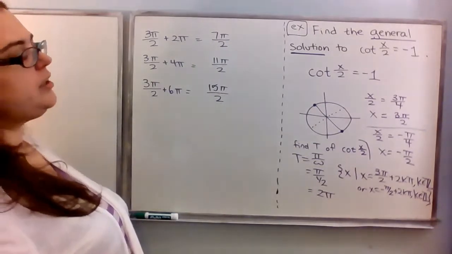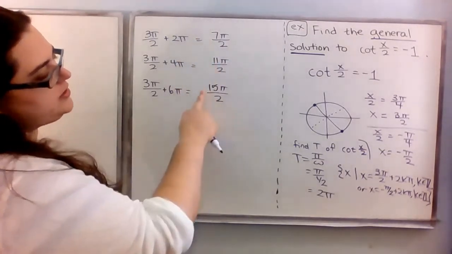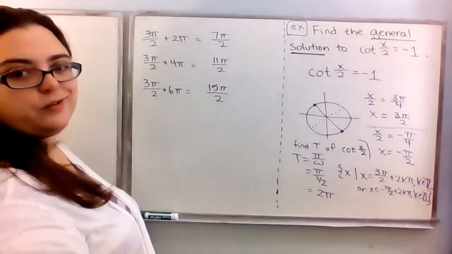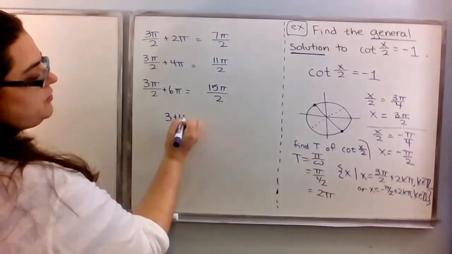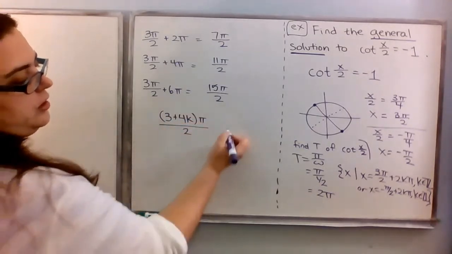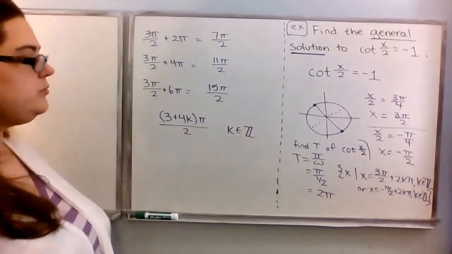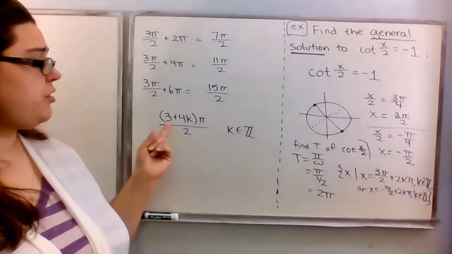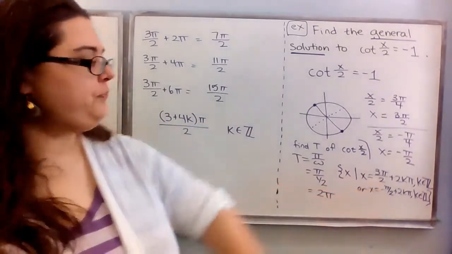So it looks like I could be adding 4 to each numerator as I'm going through. So another way that I could represent this is I could say we have 3 plus 4k pi over 2, where k is an integer. So I could do 3 plus 0, 0 is an integer. So 3 plus 0 would give me that 3 pi over 2, which is our foundational value.